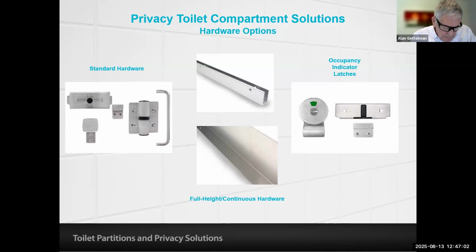Occupancy indicator latches provide users with peace of mind and comfort by eliminating the need to look under the door to check a compartment's occupancy. They also provide a more secure, sturdy lock between the door and the style, and this solution adds a layer of security and peace of mind for the compartment user from the outside of the compartment.